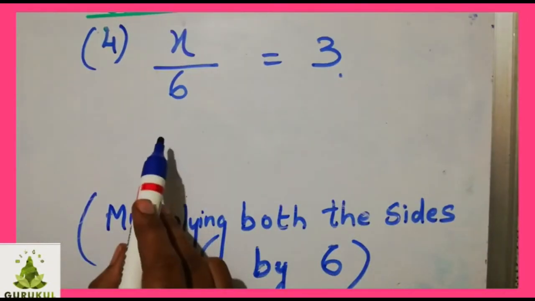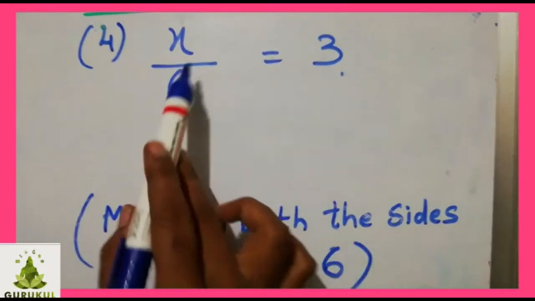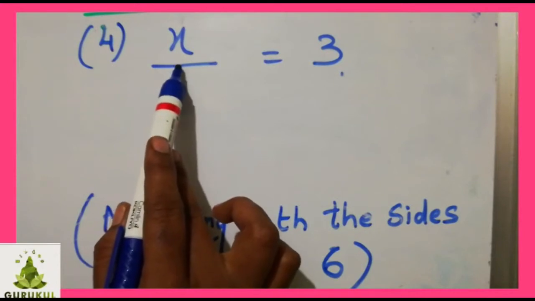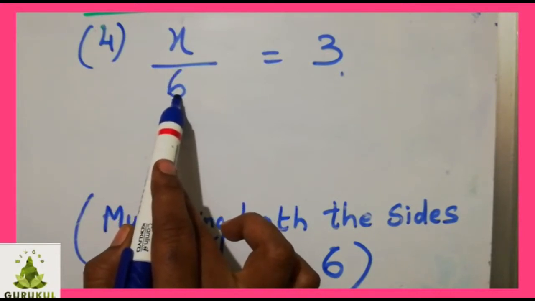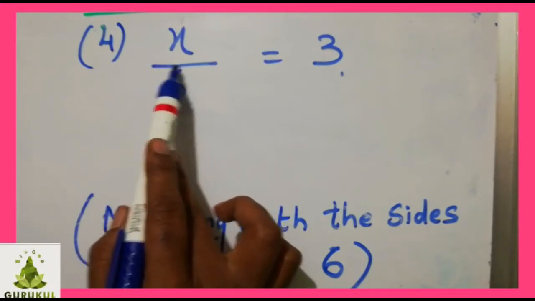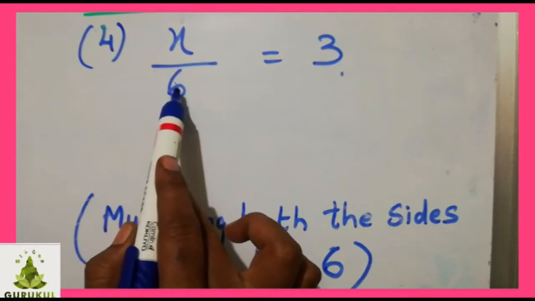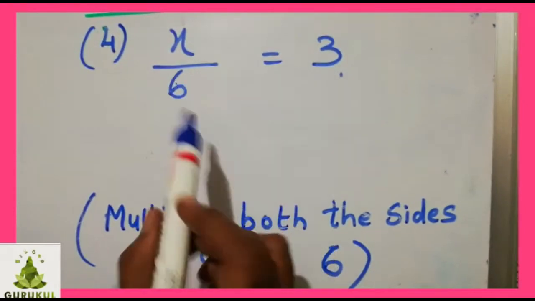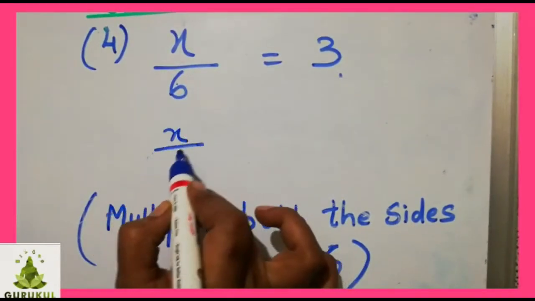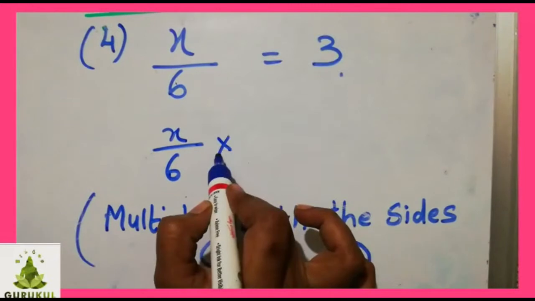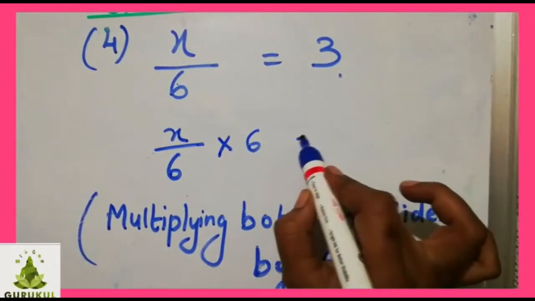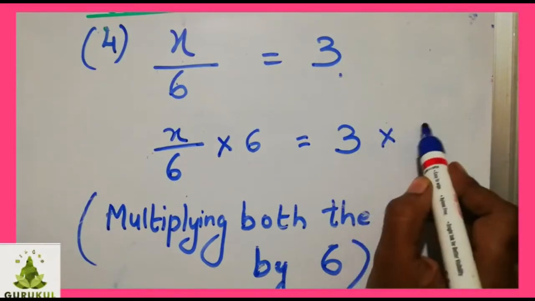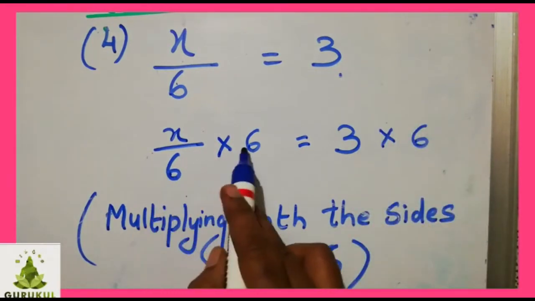Now here x upon 6 is equals to 3. Now I want to find the value of x. It is x divided by 6. Now here I don't want 6 here. 6 is in division. Its opposite is multiply by 6. Divided by 6, opposite is multiply by 6. So I will multiply by 6 to remove the 6 here. If I multiply here by 6, I should do the same operation on the other side. This is the RHS. Here also I should multiply by 6 because I want to cancel this 6.